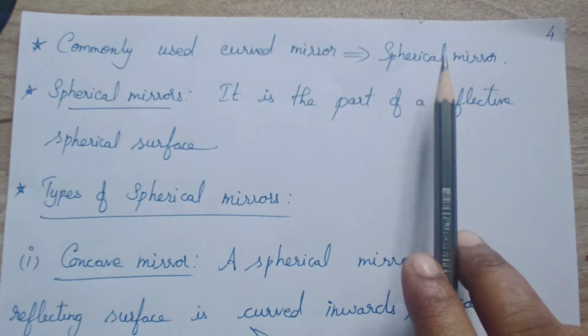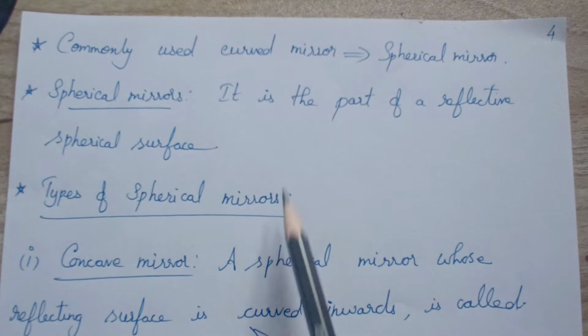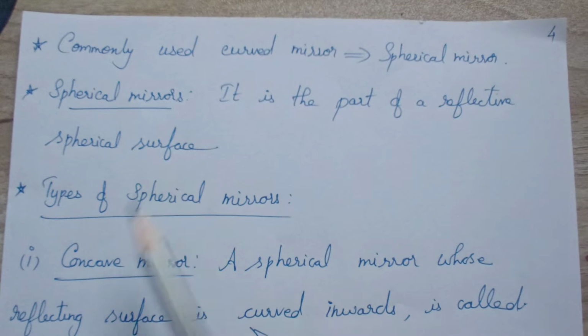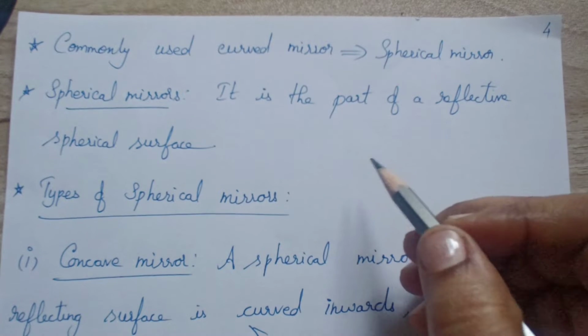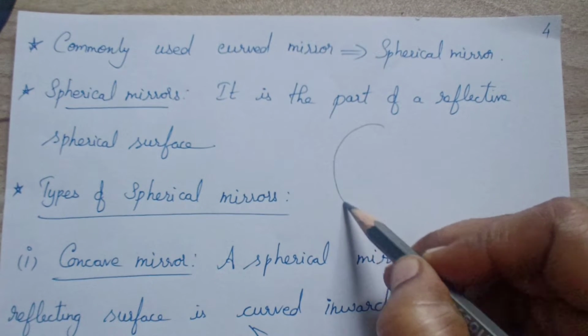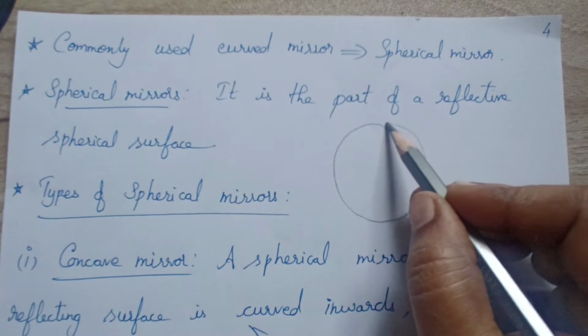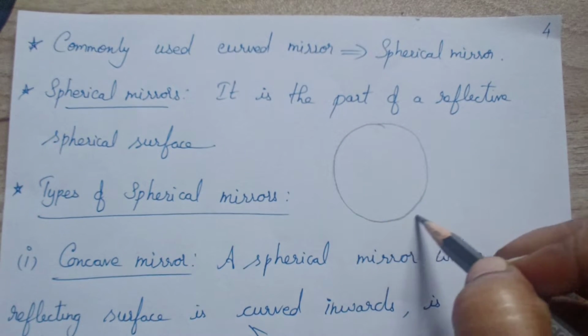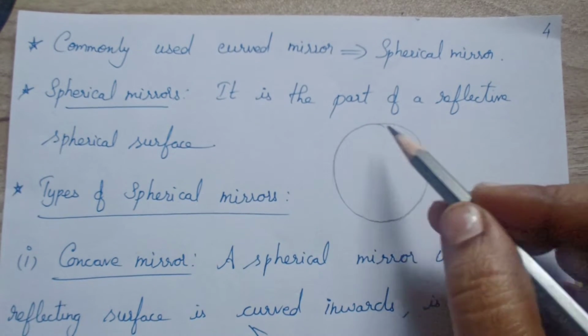Spherical mirror. What is meant by a spherical mirror? It is a part of the reflective spherical surface. That means, this is your spherical ball. It is reflective; all the places are reflective.